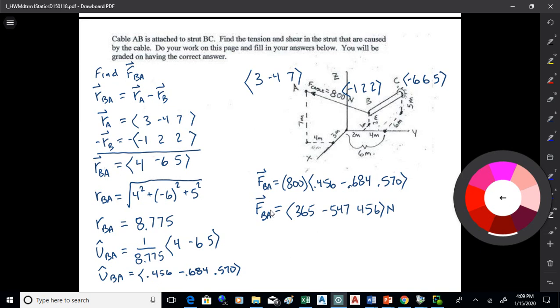Here's how I do that. This is 163. Now I've got a force applied at B that goes from B to A. So what I want to do is find the position vector from B to A. And this is what we were doing in the previous problems. You take RA minus RB. So I switch the order of the letters. I got RA: 3, minus 4, 7, and RB: minus 1, 2, 2. When I do that subtraction, I get the position vector from B to A. It's 4, minus 6, 5.